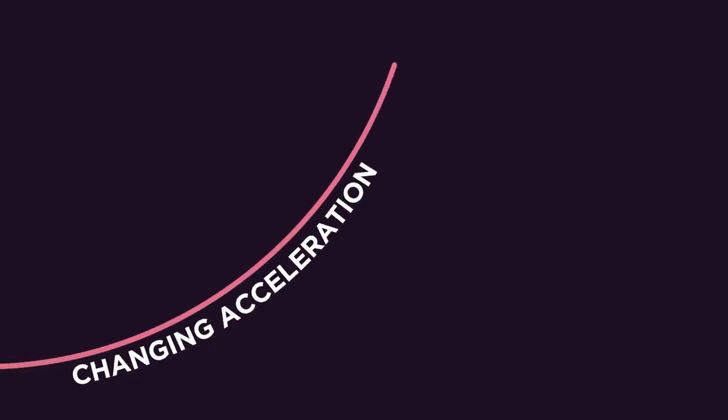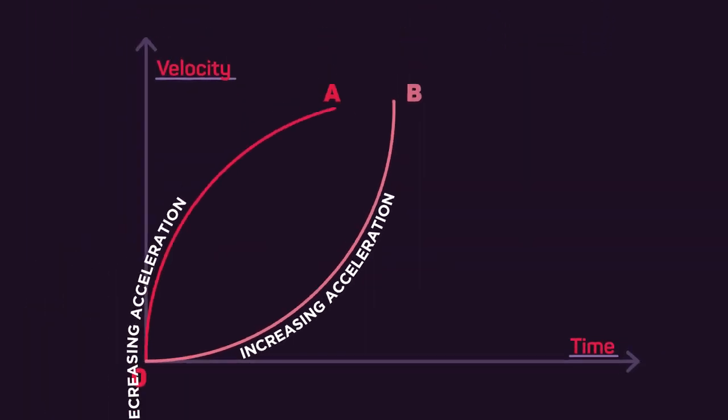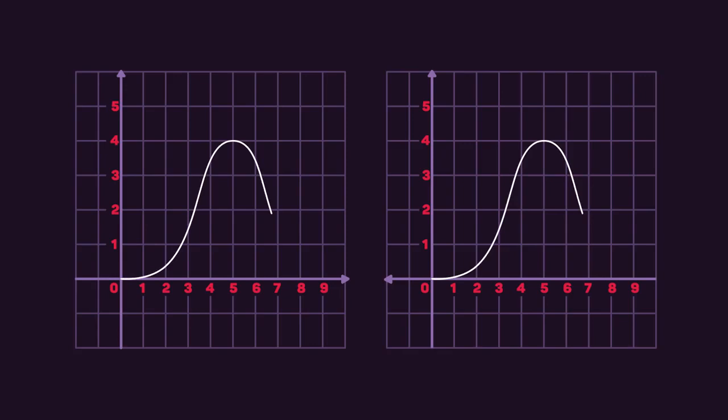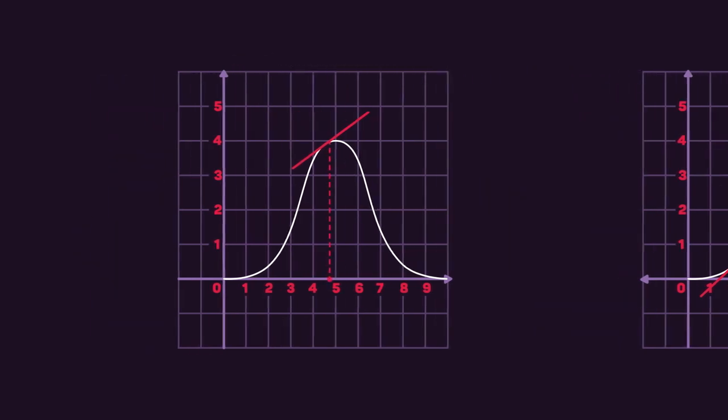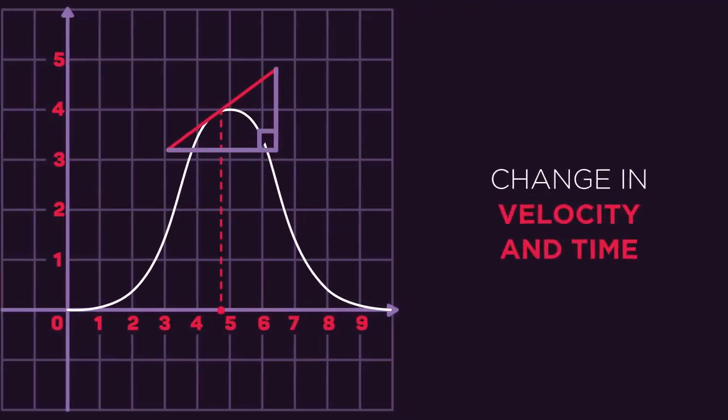If we have a curved gradient, this shows that the acceleration is changing, not constant. As you can see, an increasing acceleration is a curved line, which has an ever-increasing gradient. A decreasing acceleration has a gradient that gets less over time. To find the exact acceleration from a curved graph, you need to find the gradient at that point in time using a tangent. This is a line drawn at 90 degrees to the curve at that point. Use this to form a right-angled triangle and find the change in velocity and time.